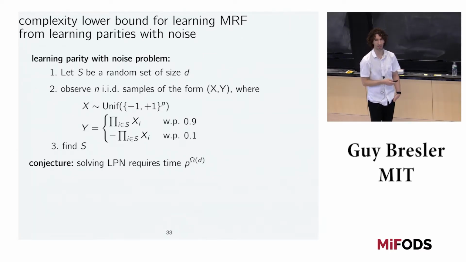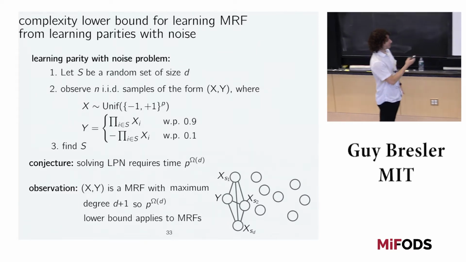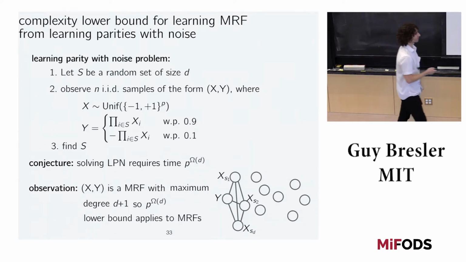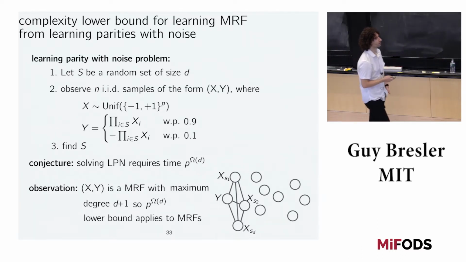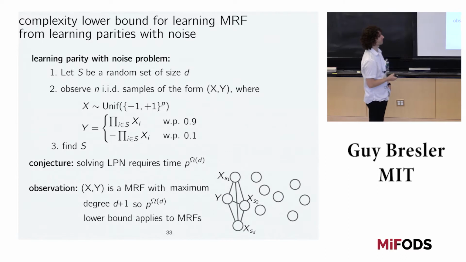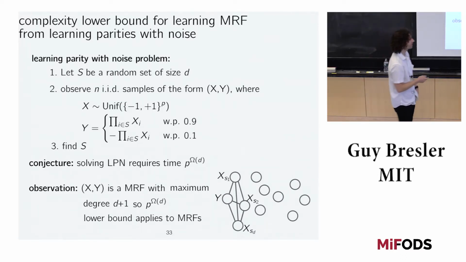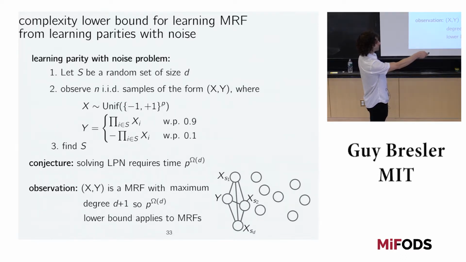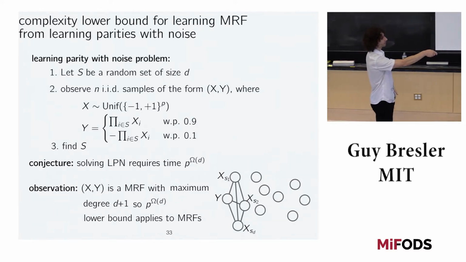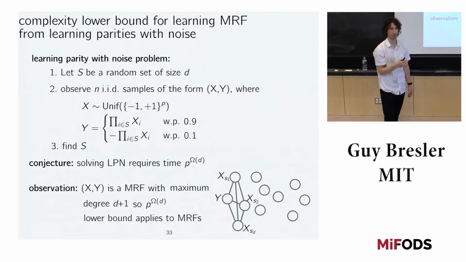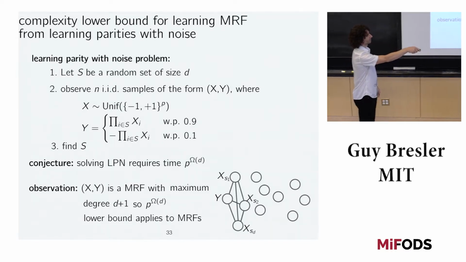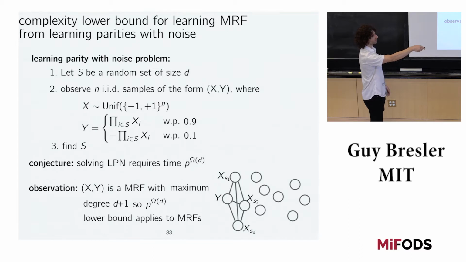You can't improve this. And the observation that relates this to Markov random fields is that the joint distribution over X and Y genuinely is a Markov random field. So there is no significant thing that has to be said. The joint distribution is exactly described by a clique, a single potential that enforces this parity constraint 90% of the time over the variables in S as well as Y. This is a Markov random field of degree D plus 1.